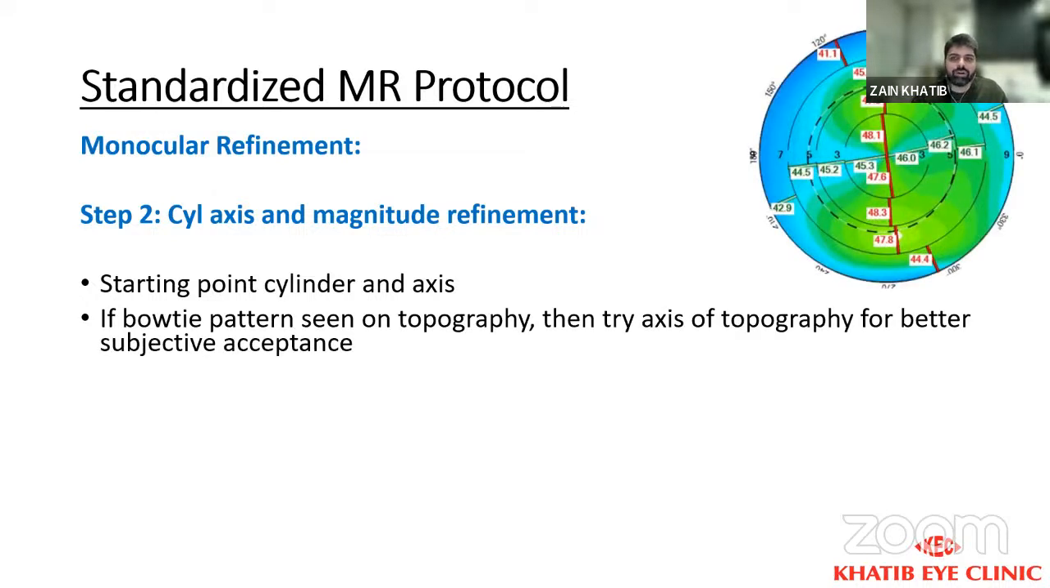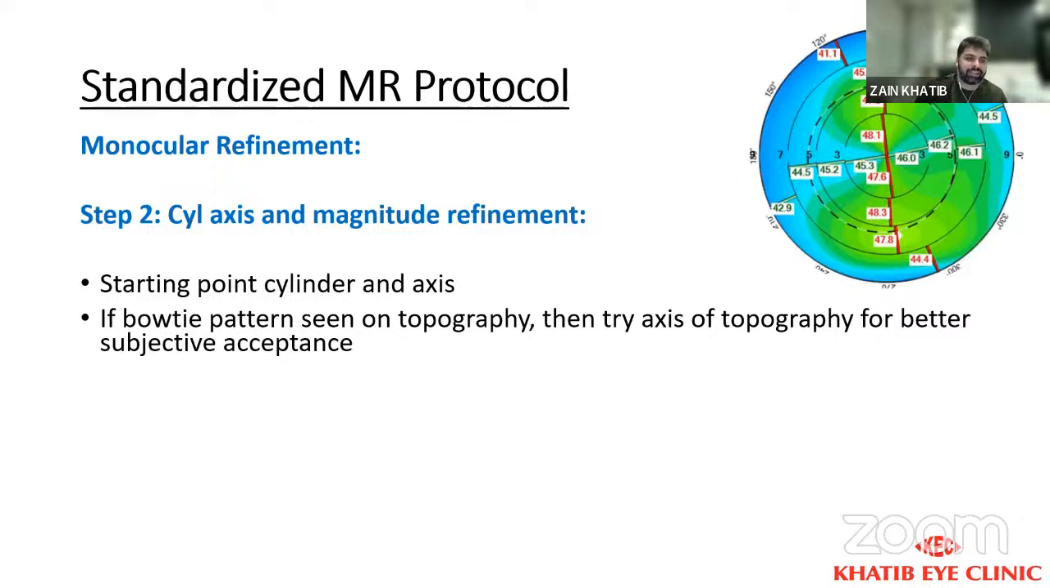If I see a good, well-defined bow tie on topography, and the axis is slightly deviating away from the axis of refraction, I like to change the axis first to the topography axis and ask the patient if they can see better with that. Most of the time, if you've got a regular bow tie and not much difference, that slight shift to the axis of topography helps the patient see better. So that is my first point.